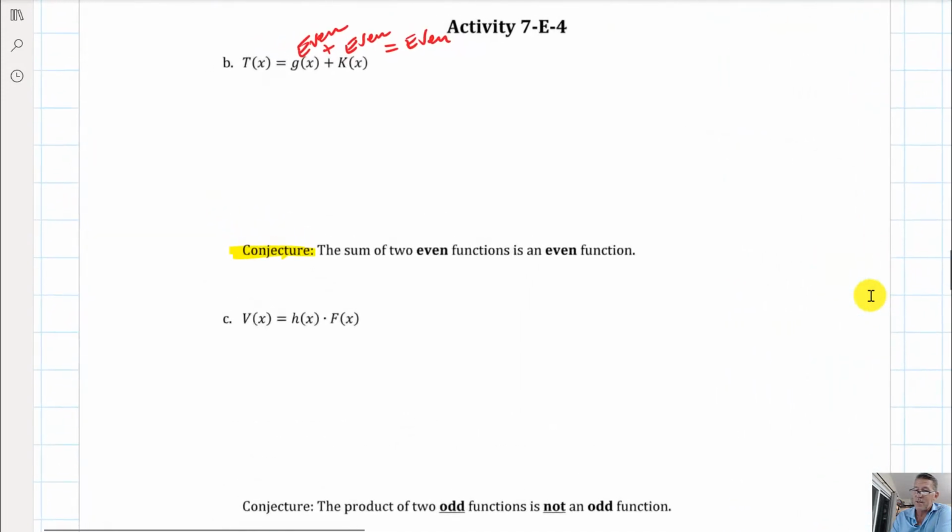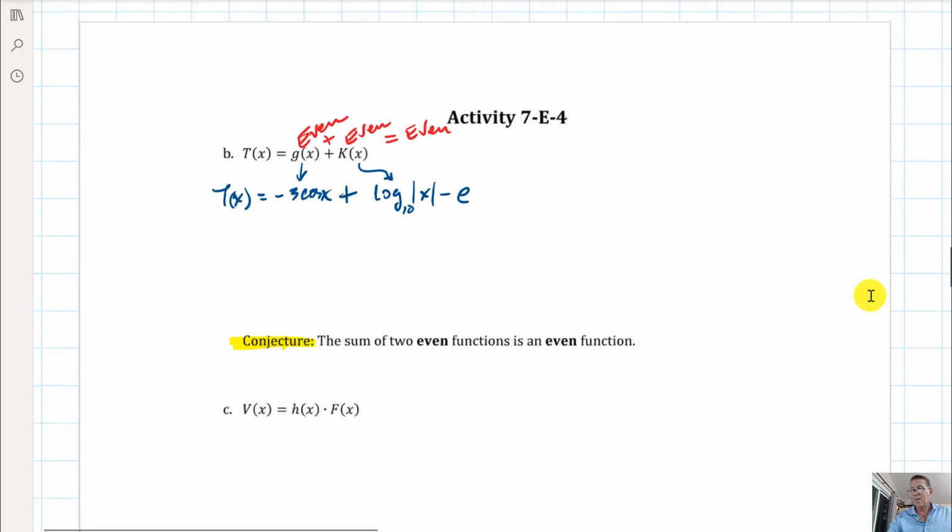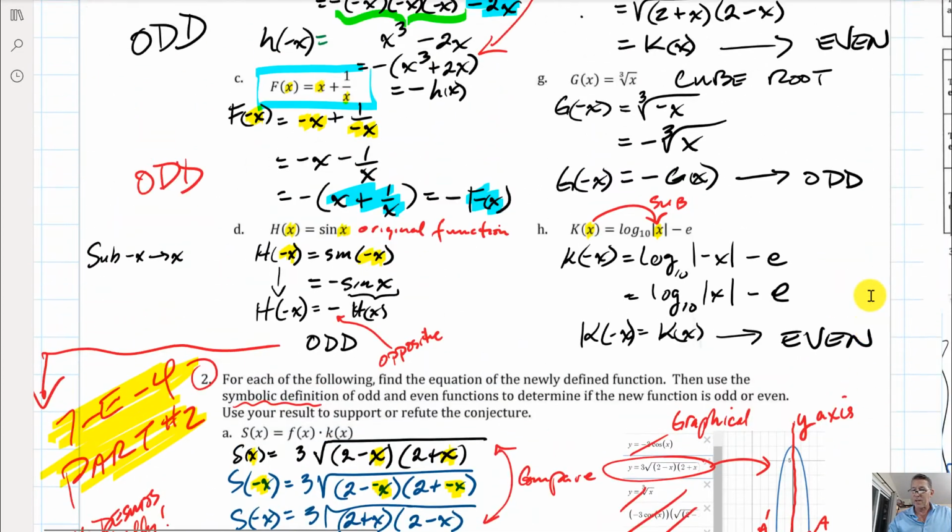Let's get these functions in. So G, you gotta look above and get G. Now G of X happens to be this function here, negative 3 cosine X, plus K. What's K? K is the log function, you can look above: log base 10 of the absolute value of X, minus E. Okay, that's our new function, call it T. You can verify what I just said just by looking up here.